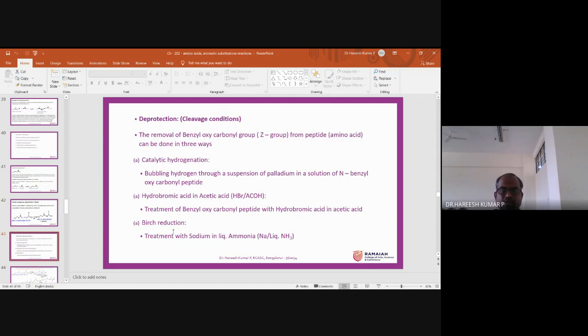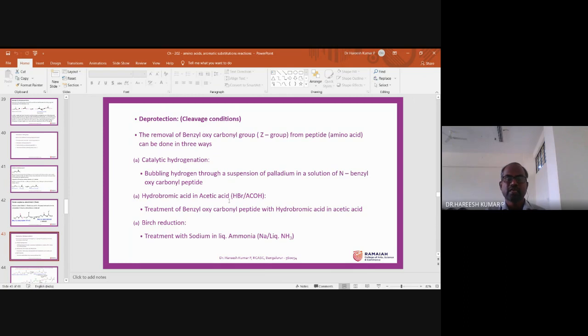Then Birch reduction, you know Birch reduction. What is Birch reduction? Sodium in liquid ammonia is called Birch reduction. Sodium supplies electrons, and the electrons will go and sit on the CH2 group of the benzyl group, so that later it will pick up a proton from ammonia. So overall, the benzyl oxycarbonyl group is converted into toluene and carbon dioxide, and the free amino acid or peptide is obtained.